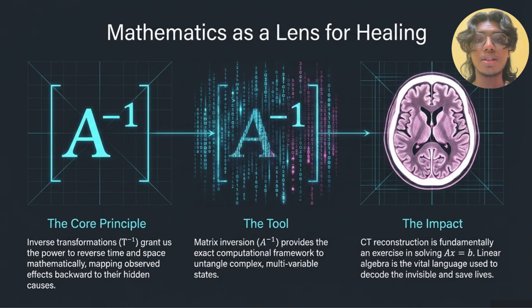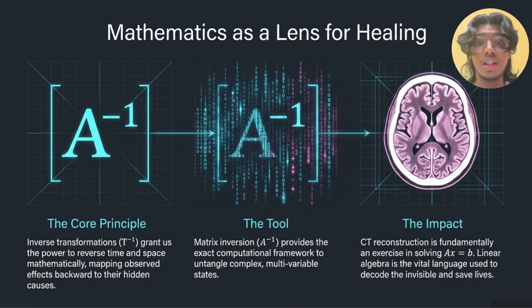In this final slide, we can see how mathematics becomes a lens for healing. The core principle here is inverse transformation. This means we use mathematics to work backwards from the observed effects to find the hidden cause. In this case, the observed effect is the CT scan data, while the hidden cause is the blockage or clot inside the brain. Next, the tool used is matrix inversion, represented by A inverse.